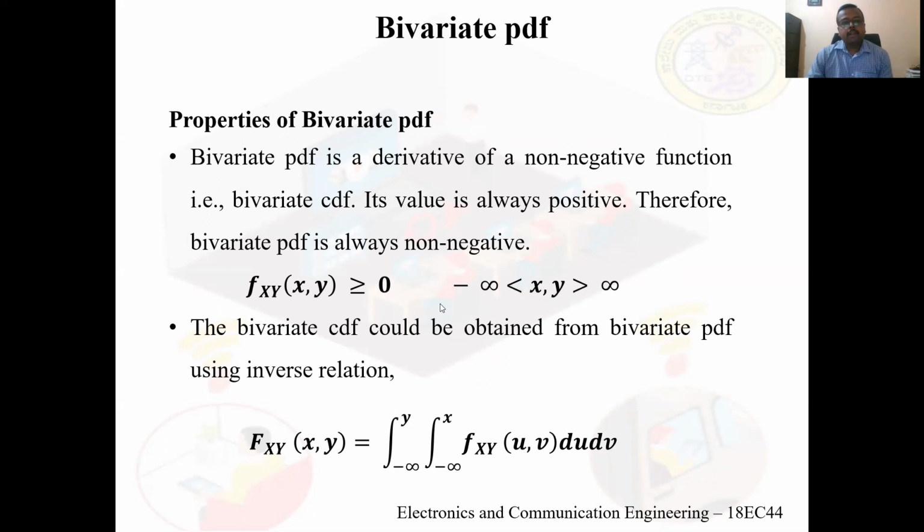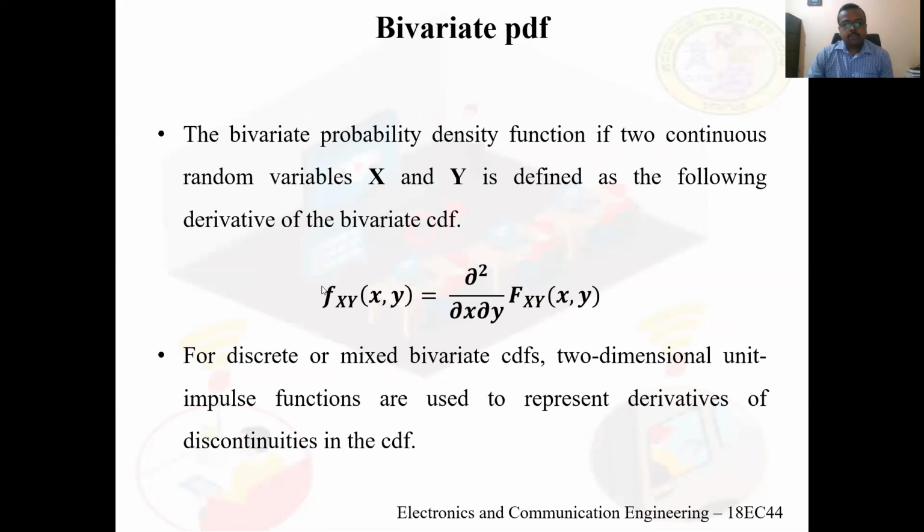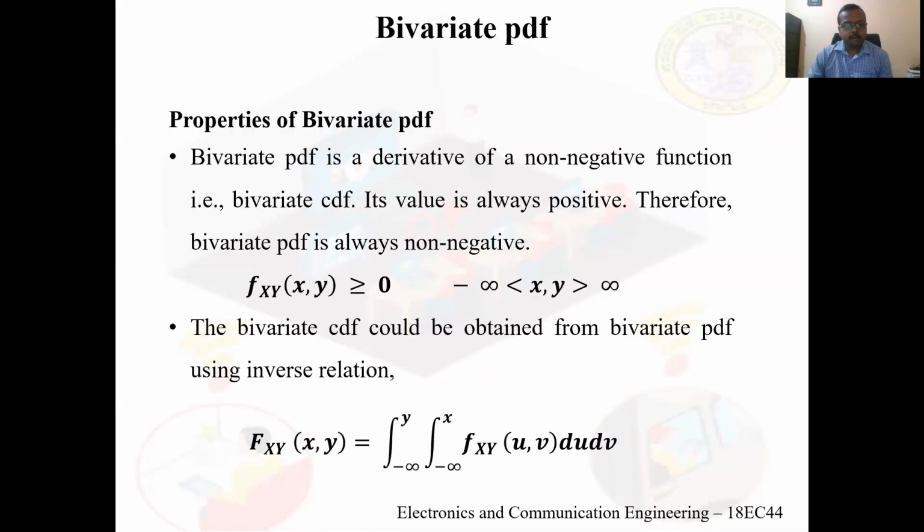The bivariate CDF could be obtained from the bivariate PDF using the inverse relation. Here, in the definition of the bivariate PDF, I have defined the small f as the derivative of the bivariate CDF. So in order to get the bivariate CDF from this, it is the integration from minus infinity to y, integration from minus infinity to x, of the bivariate PDF du dv. This is how you can get the bivariate CDF knowing the bivariate PDF.